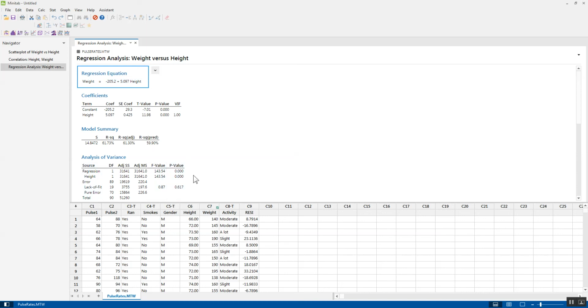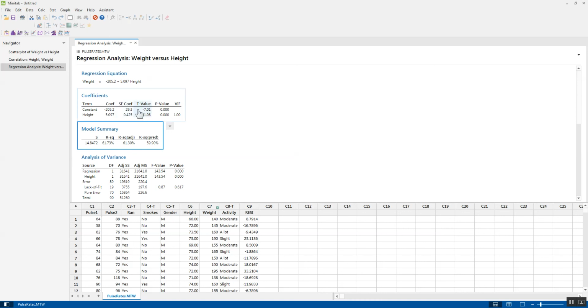If we were to repeat the analysis and maybe put in gender or smokes into the model, these terms would appear here, and I would see if they're significant terms in the regression or not. My R squared is not the highest in the world, but it's telling me that 61.73% of the variability in weight is explained by variability in height.